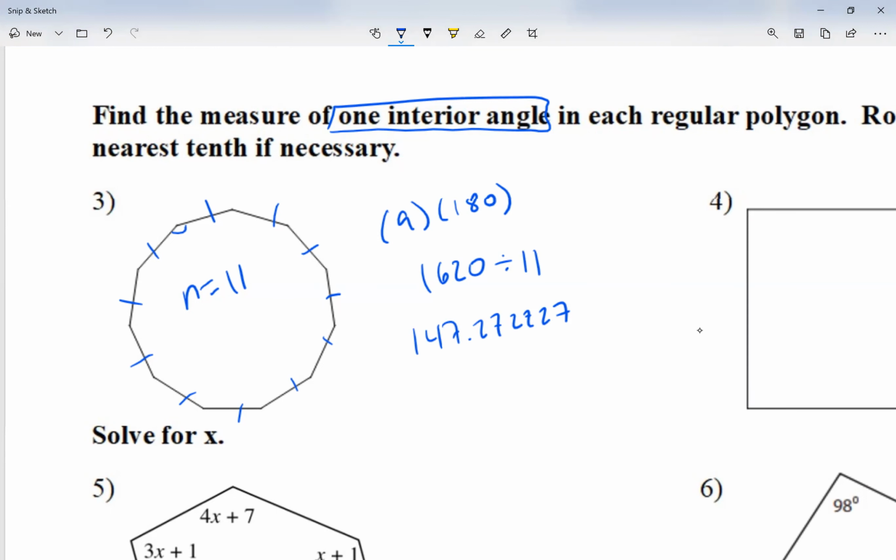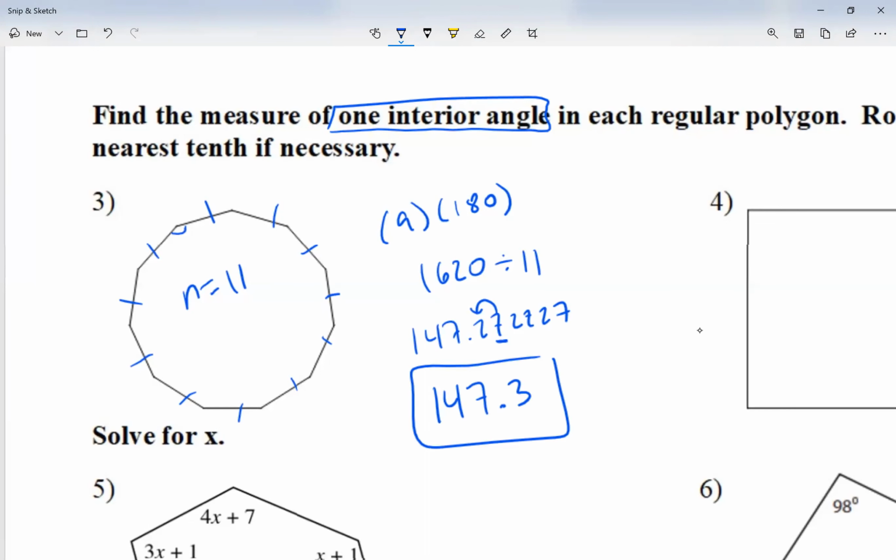Now remember, it says round your answer to the nearest tenth, so 1 decimal place. I take a look at the second decimal place. It is big enough. Big enough is 5 or more. So the 7 pushes the previous number up. So my answer should be 147.3. You will be dealing with some decimals, so round your answer to the nearest tenth if necessary.